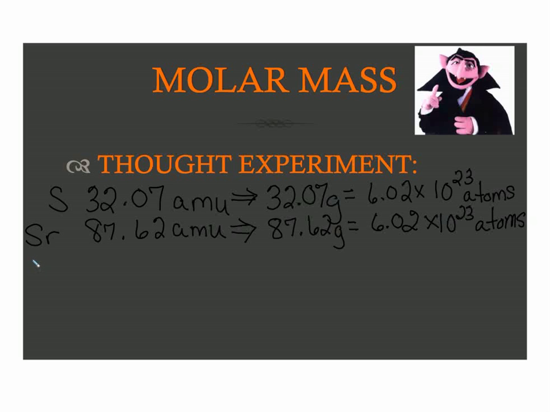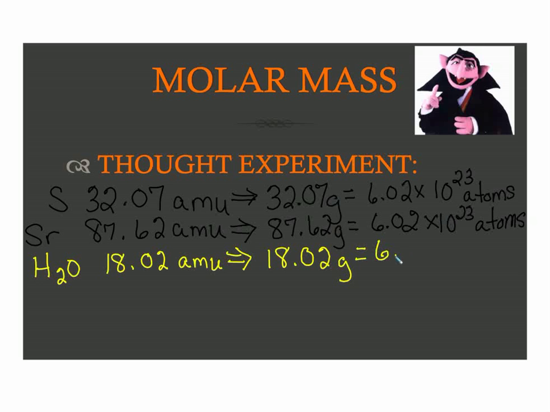What if I took a molecule? Let's start with something simple. So let's start with water. Water, remember, was 18.02 atomic mass units. Now, if I took that numerical equivalence, went to the balance, and weighed out the numerical equivalence in grams, and then counted 1.91 times 10 to the 16th years later, I'd find that I'd have 6.02 times 10 to the 23rd molecules.